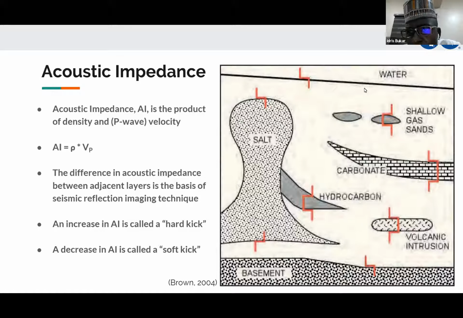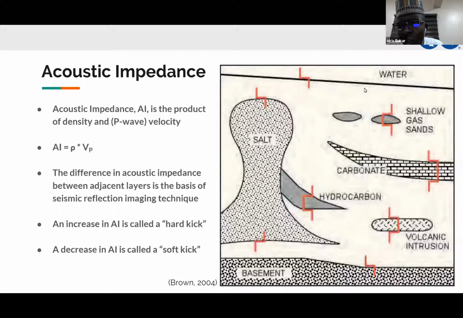Okay, so this is very important. Carbonate as well, when you come down to this carbonate area, you're going to have a situation where, because carbonates are generally stiffer rocks, you're going to go from a shale, which now relative to this carbonate is soft. So you're going to have a hard kick at the top of it, a soft kick at the bottom of it as you're exiting it.